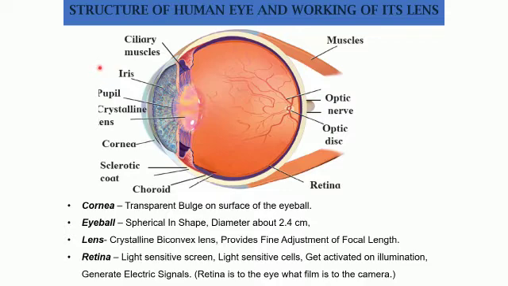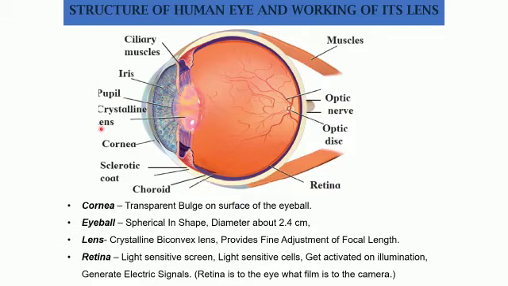So the main function of the cornea is to bring about the refraction of light. So light enters the eyes through the cornea. Maximum amount of light that is refracted is brought about by the cornea. So this is the very first part, and this is the function of cornea.